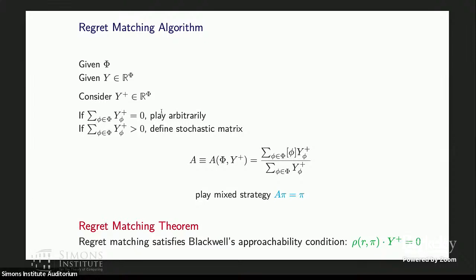So here is the regret matching algorithm. What we have here is a bunch of regrets, and we have them in phi space. That means we have regret for not playing our first deviation, our second deviation, our third deviation, all the way up to our fifth deviation. So we have a whole vector of regrets for not playing any of those deviations. We'll just look at the positive part of those regrets.